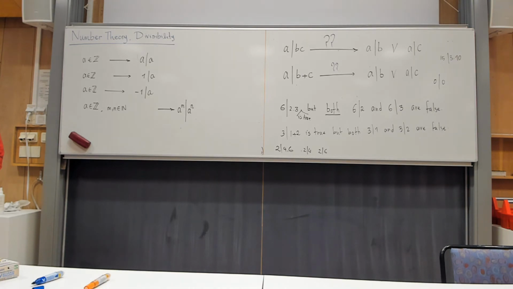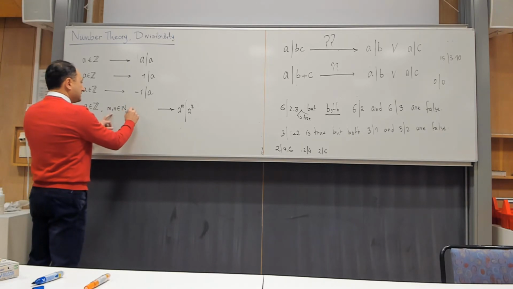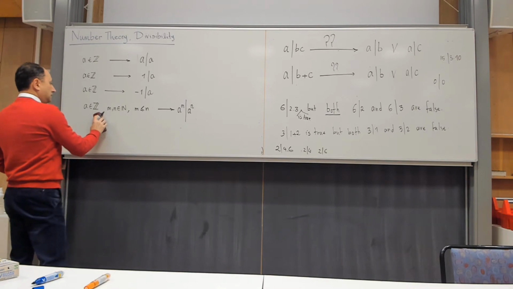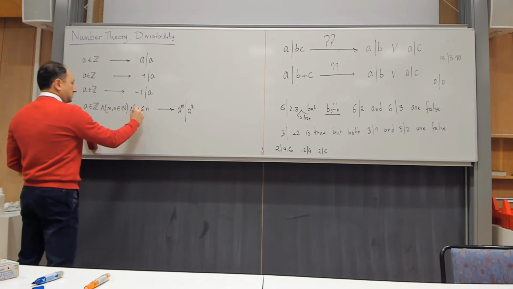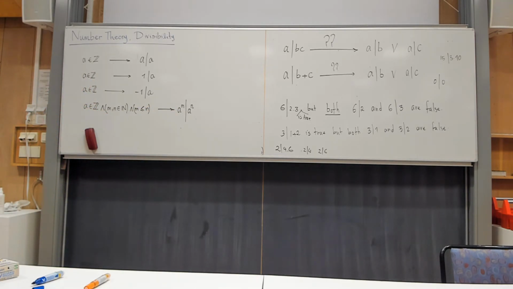Yes, Jonathan? Yes, greater than or equal. So this is extremely important. And m is less than or equal to n. Then I can conclude a to the power of m divides a to the power of n. Is that understandable for everyone?